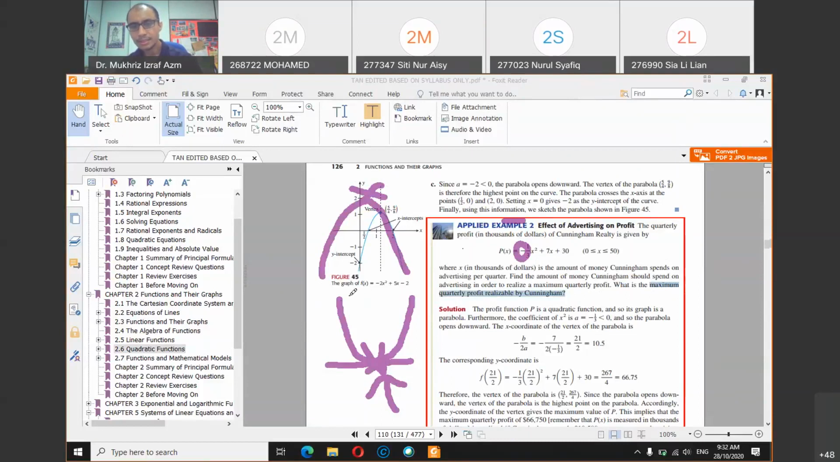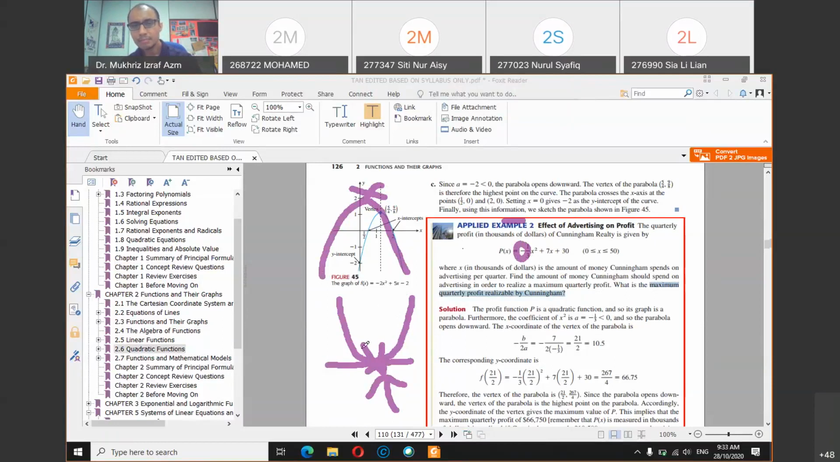So the shape of the diagram should take a U-shaped form. Okay, and of course for this example, the function is for profit, and it is not surprising that the sign for the x square is negative. So that indicates that the graph is an inverse U-shape. So the highest point is the maximum point. Okay, the highest point that the graph can go. That's why it is called maximum.